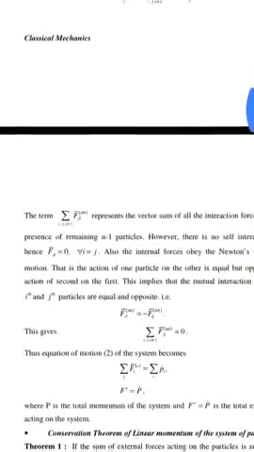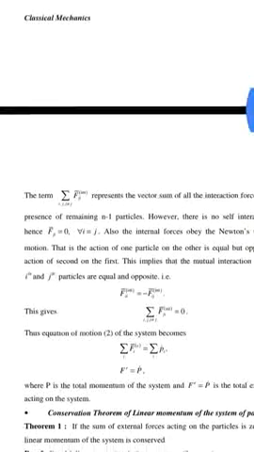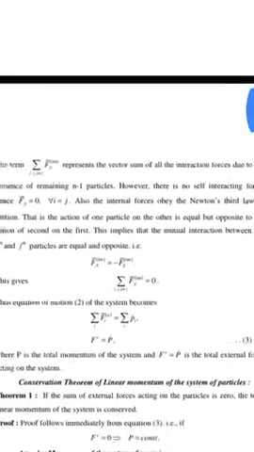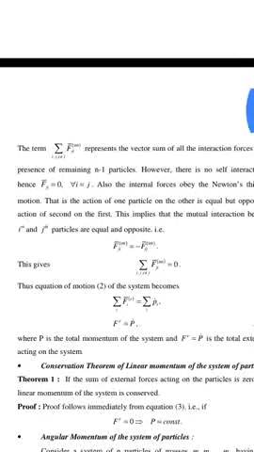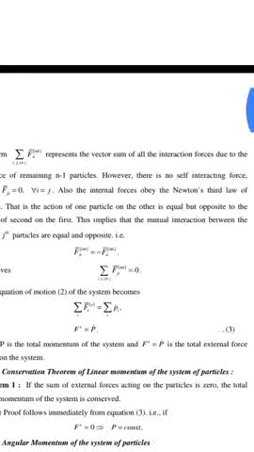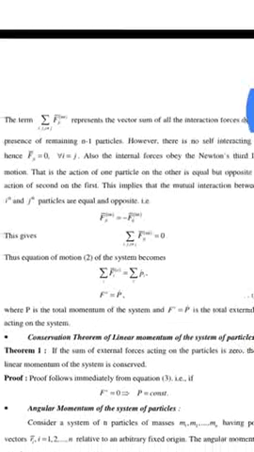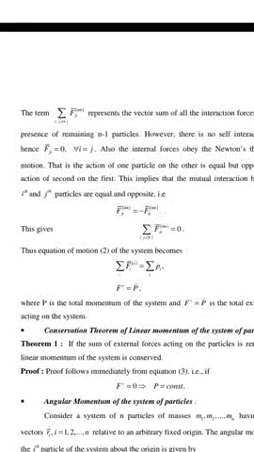The term sum of Fji internal represents the vector sum of the particle interaction forces due to the presence of the remaining n minus 1 particles. However, there is no self-interacting force. Hence, Fji bar is equal to 0 for i is equal to j.